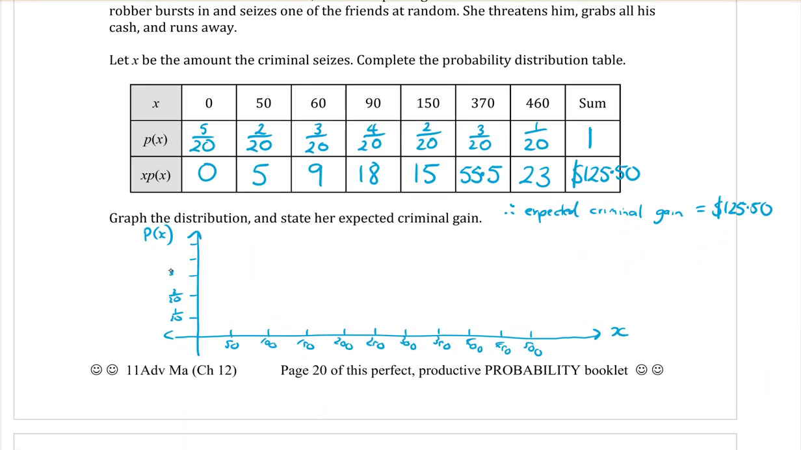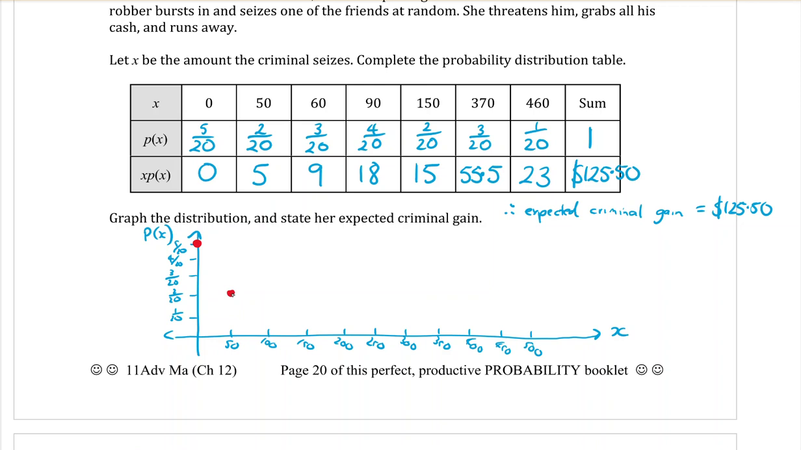Can you guys see what I'm doing? Yeah. Good. Okay, a little bit, I know it's a bit squishy in there, there wasn't a lot of space. So drawing that on, a score of x equals 0 has a probability of 5 out of 20. So right there, dot on the 5 out of 20. At 50, the probability was 2 out of 20.